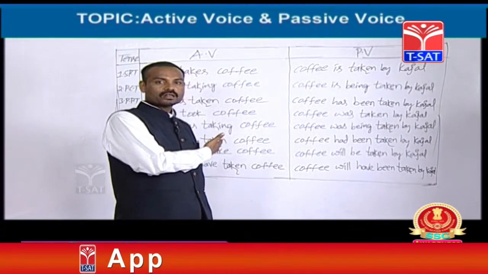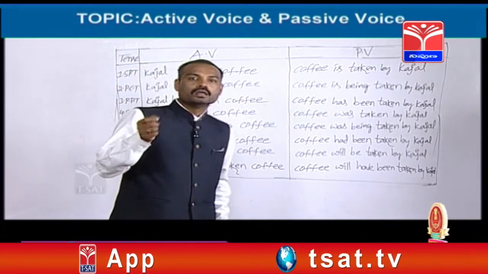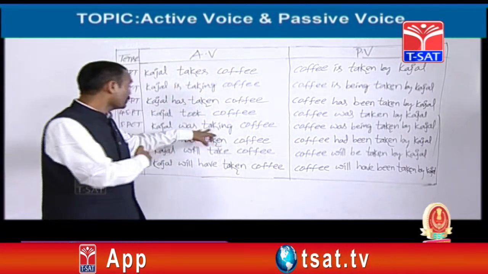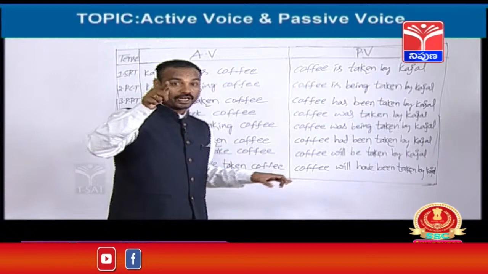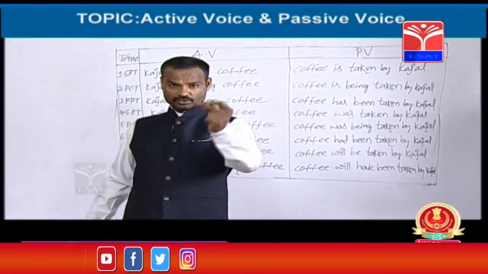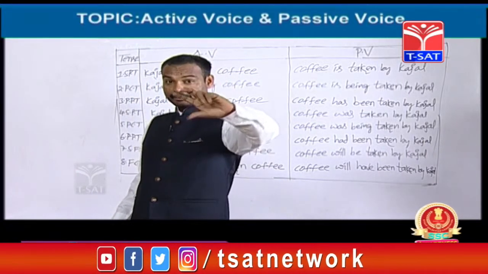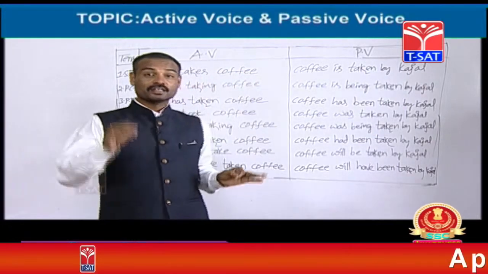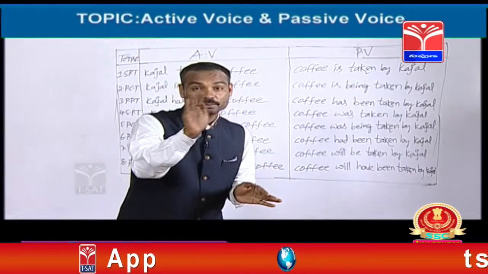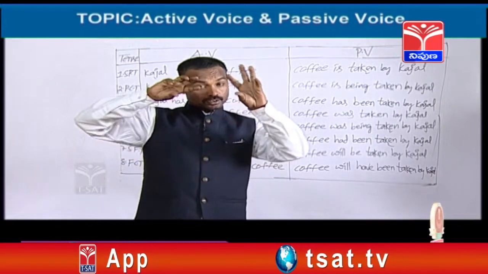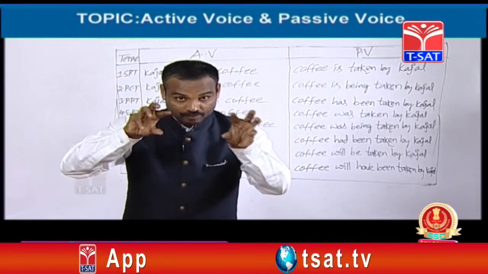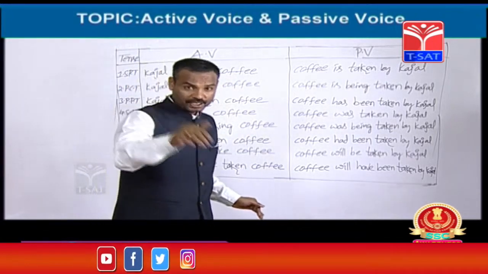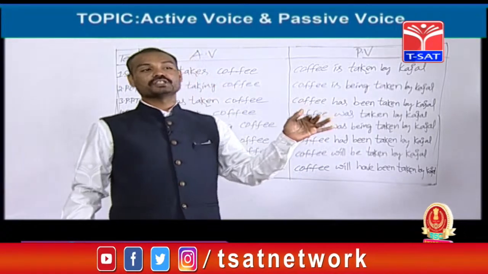Come on. Coffee. Next helping verb. Which helping verb is there? Was. Coffee was. Next, the ing form is there. So whenever you find the ing form, what I told you, being should be taken, right? Wow, you remember still, great. And where should you write that being? That being should be written between the helping verb and the main verb in the passive voice. So coffee was being taken by Kajal.